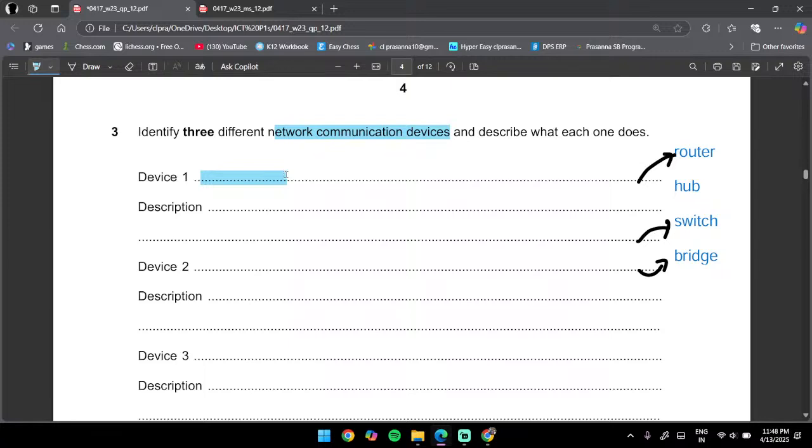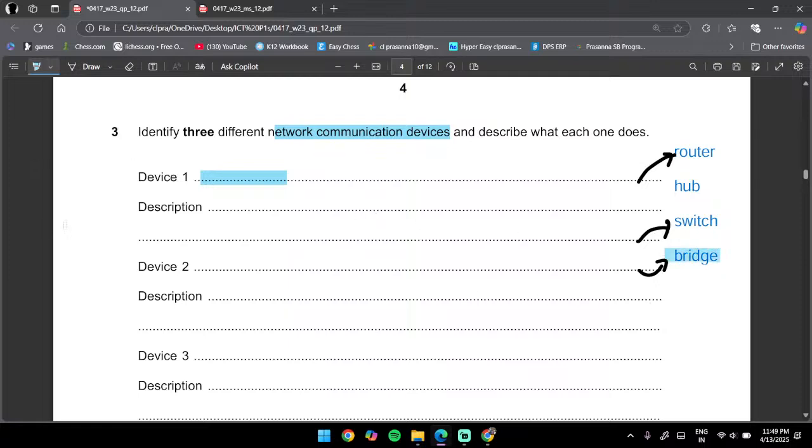A router is used to help connect devices on a network to the internet, or you can also say it's used to transfer data packets from network to network, or to route data packets using a routing table. So that's something you can say for router. Then moving on to switches, they're used to send data to a particular device on a network by using the MAC address of it, and it sends data to only one computer and not all the computers in the network. I think that's something you can say.